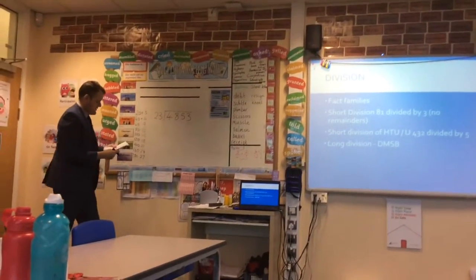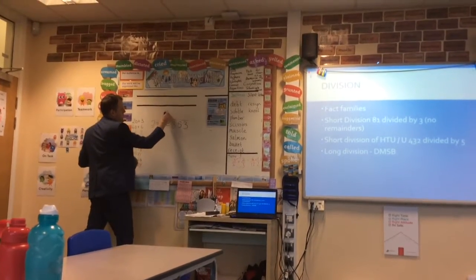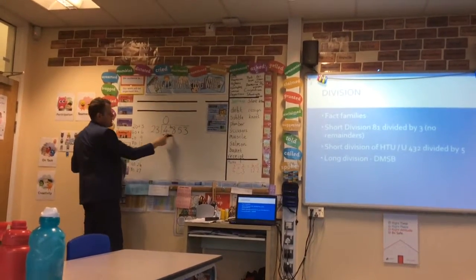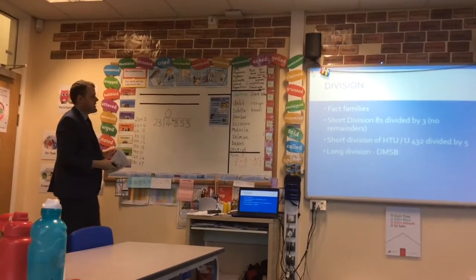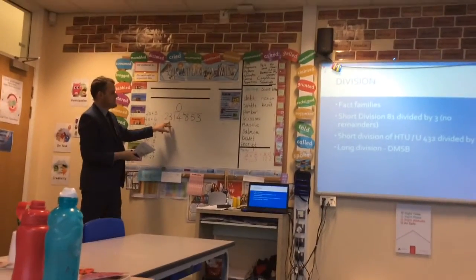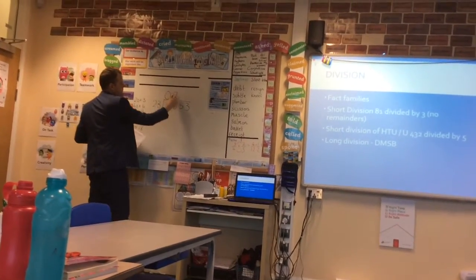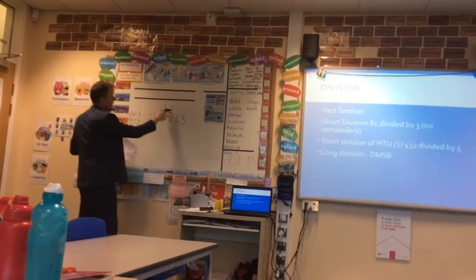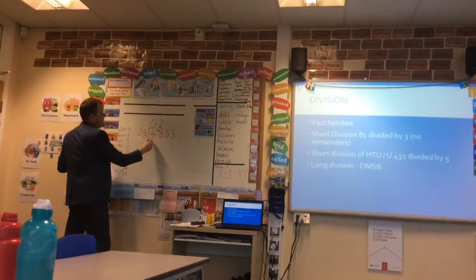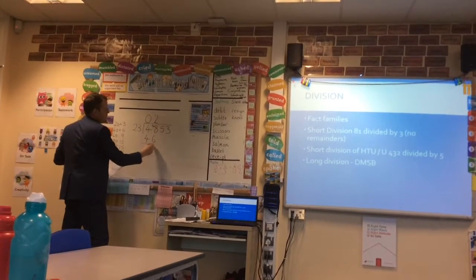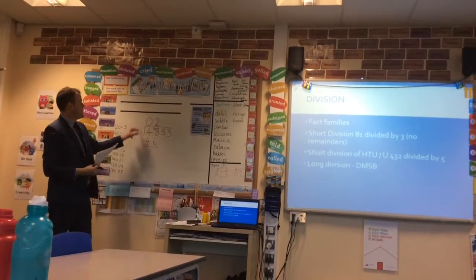How many 23s make 4 is obviously 0, remainder 4. How many 23s make 48? So this is the division. 48 divided by 23 is 2. Then the M section for multiplication, 2 times 23 is 46. So that's the dad and the mum bit done.